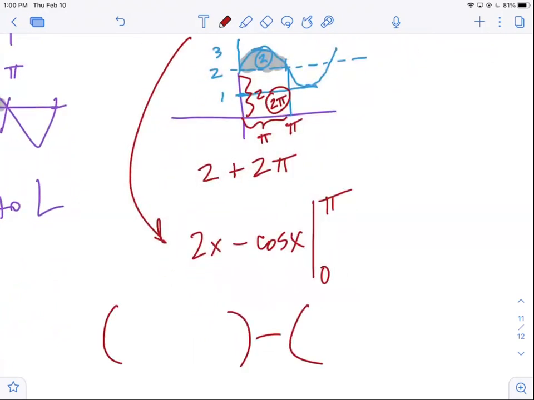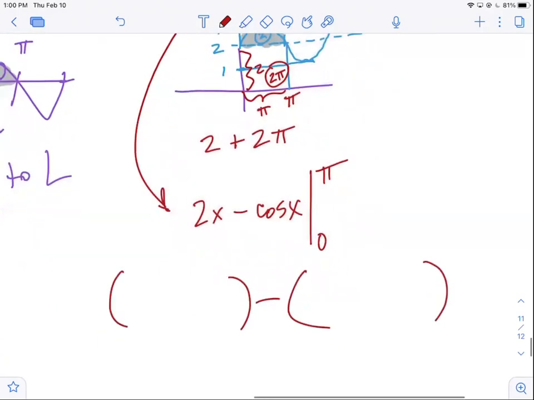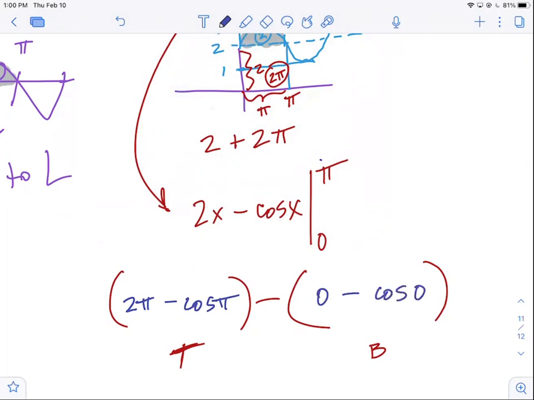Plug in the top minus plug in the bottom. You'll see me do this all the time, especially when I have multiple terms. I put receptacles there because that negative in the middle can derail some people. So when I plug in the top now, I get 2 pi minus cosine of pi. When I plug in the bottom, I get 0 minus cosine of 0. And by the way, if this were a free response, could we stop there? Yeah, that's a numeric. Sure is.